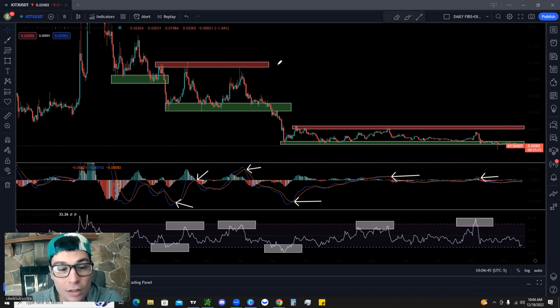Now, none of this is financial advice. It is going to be very informational. We're going to look at the MACD right here. We're going to look at the relative strength index as well. And then we're going to go over the supply and demand zone strategy. Demand zone is going to be these green boxes. Supply zone is going to be these red boxes. And really break it down and show you guys how once you start to combine these things together, that's going to give you an edge.